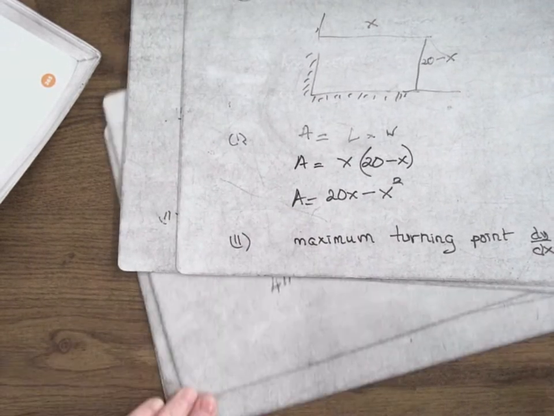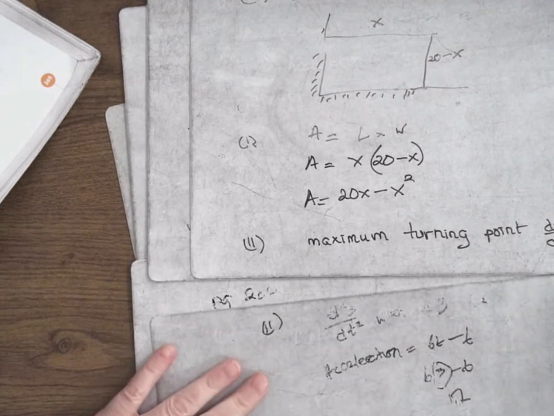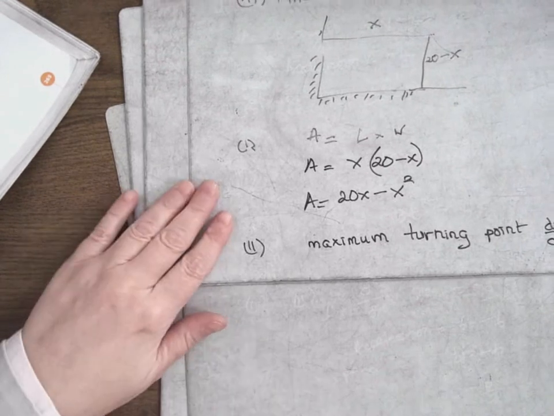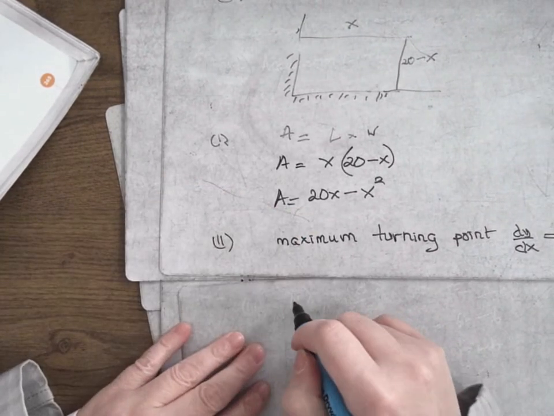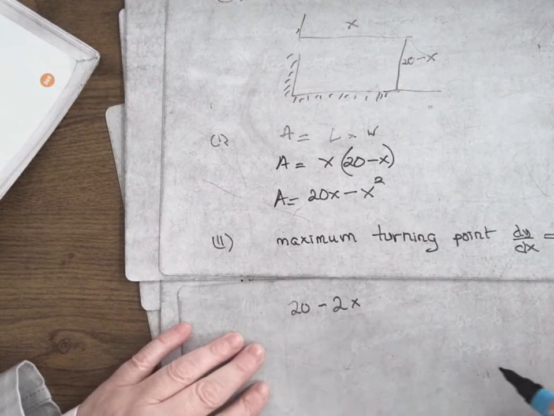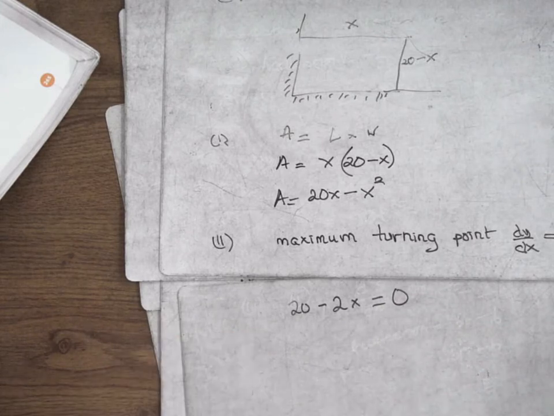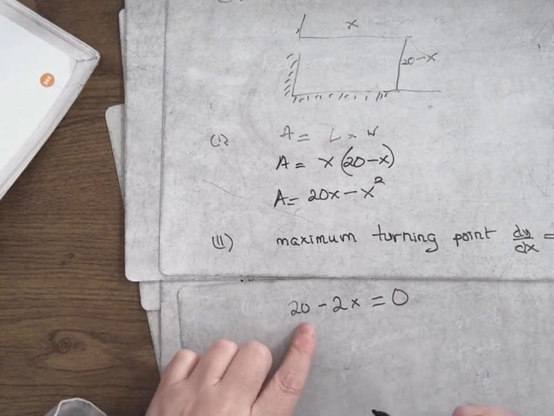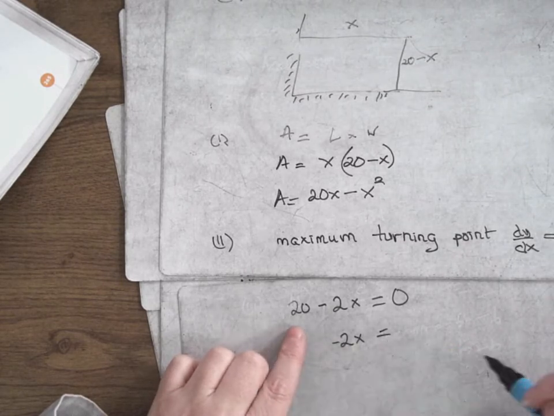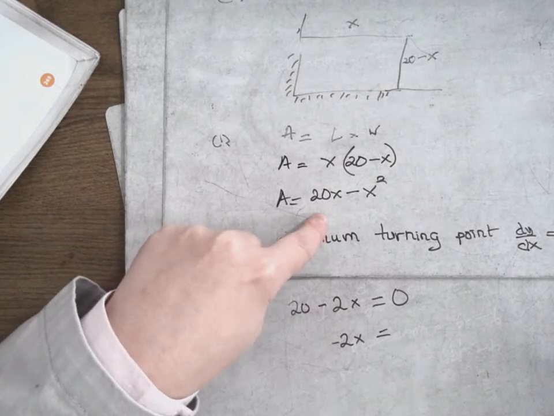So let's differentiate 20x minus x squared. What will I get? 20 minus 2x. And what will I do with that now? Equals 0. So then it's a case of the x on one side, numbers on the other. 20 is moving, minus 2x stays. Right, are you okay with that?